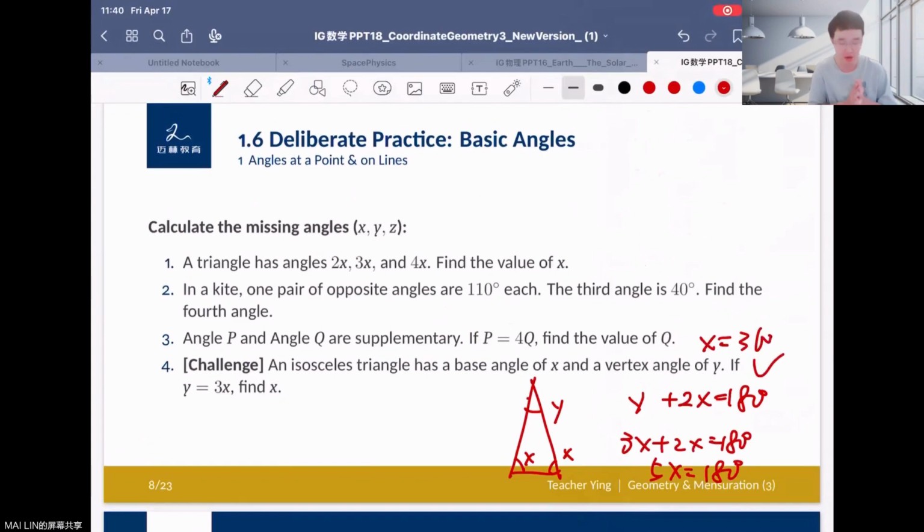Okay, so that's for today's lesson. I hope you can understand how to calculate the angles right here and how to find the relationship between different angles. Okay, so see you next day.